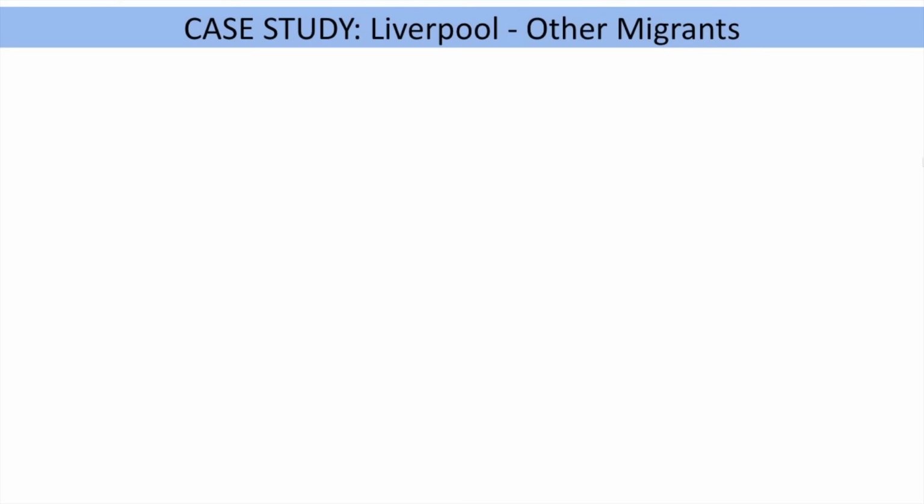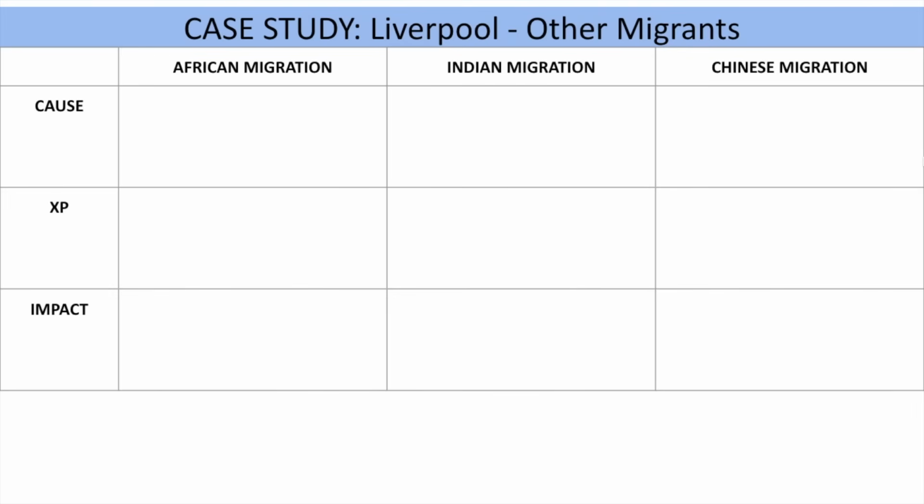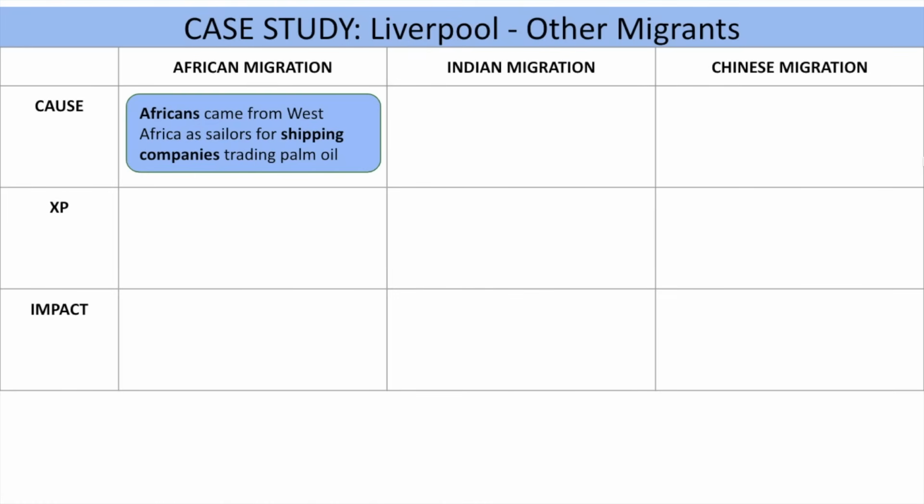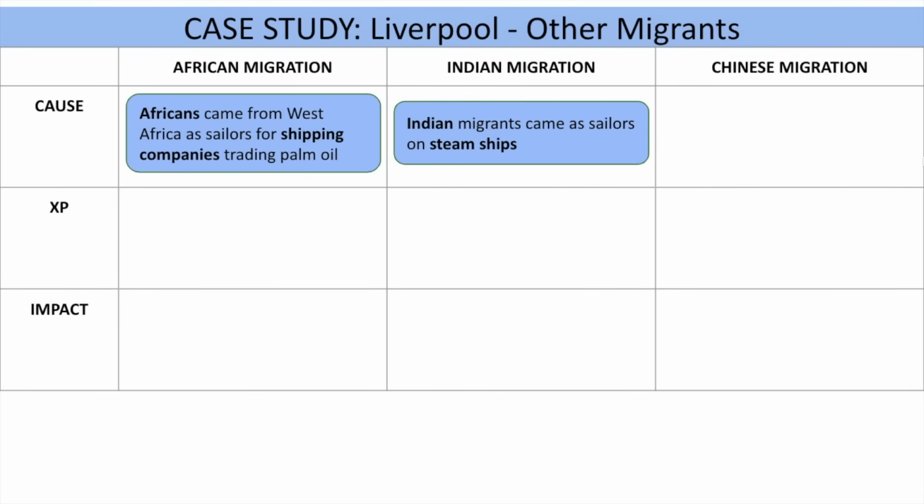Because it's a port city, a city on the coast which has lots of trade, we actually see a really diverse range of migrants coming to Liverpool at this time. So we're just going to quickly run through those as other examples you can use. You get increased African migration at this time, working as sailors for shipping companies, trading things like palm oil that was used to make soap. You get Indian migration. We've seen that in the previous period with the Lascars and the Ayahs, and we see the same thing, Indian sailors coming on steamships as part of the East India Company trade or other trades with India like spices, silks.